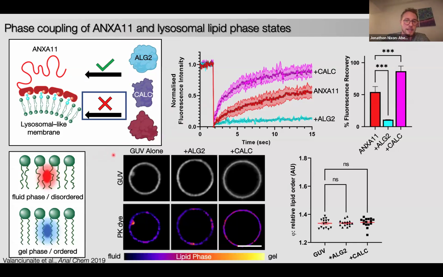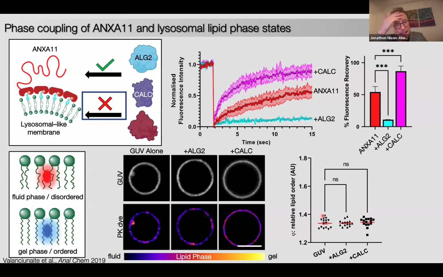And you can see here the PK dye in action. The top panels just show the GUV membrane, and on the bottom panels, you see the PK dye readout of the change in lipid phase state. And as you can see, the co-incubation of our lysosomal-like membranes with either ALG2 or calcyclin, again, on their own, no annexin present, has no effect on the lipid phase state.